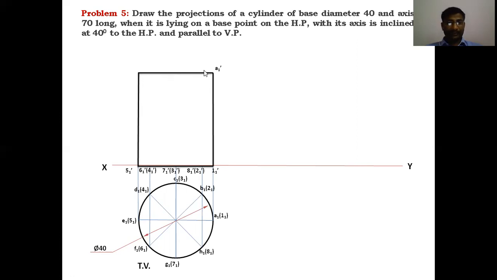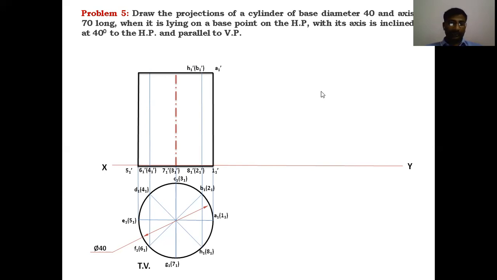Cylinder's top base looks like a line, and the bottom base also looks like a line. These are the 2 extreme generators. Project the points like this. This is the axis line. This axis line is located like this. A combination of one long and one short line is called the axis line, the cylinder axis.